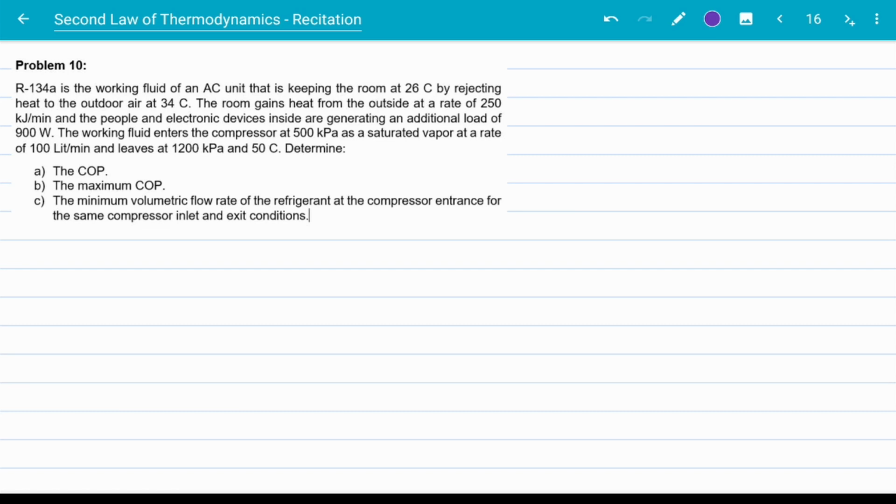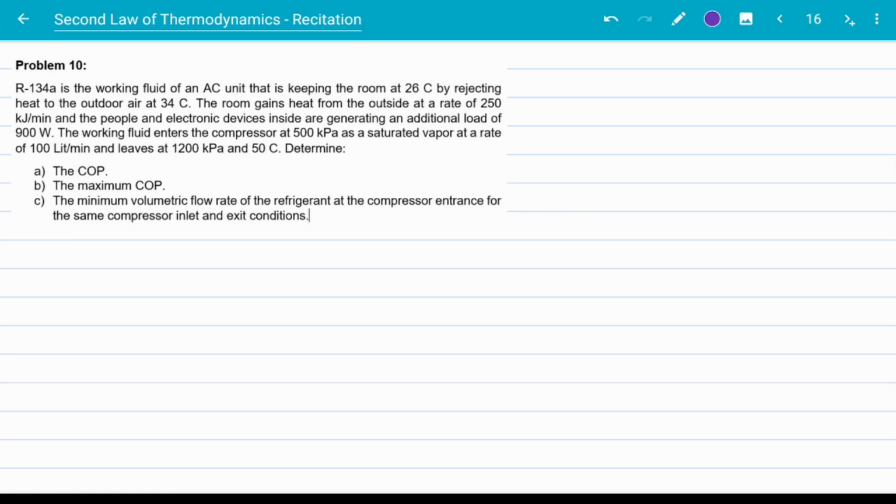We are dealing with an air conditioning unit with a working fluid R134A. It is keeping the room temperature at 26 degrees by rejecting heat to the outdoors at 34 degrees Celsius. This room is gaining heat from the outside at a rate of 250 kilojoules per minute, and the people and the devices inside are generating an additional load of 900 watts.